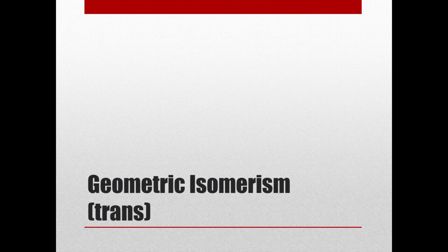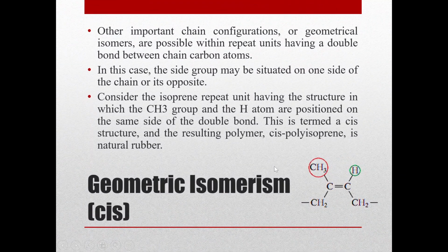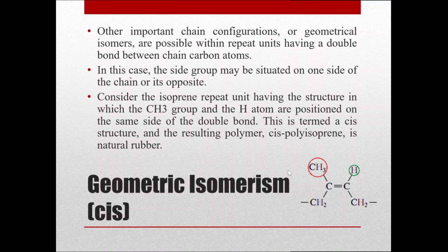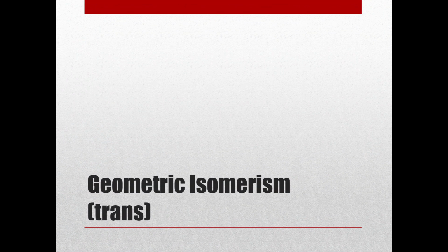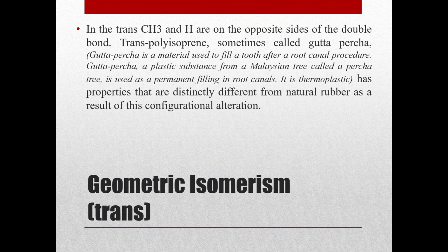So in this particular structure, the groups are positioned on the same side of the double bond. This is termed a cis structure, and the resulting polymer is cis polyisoprene, which is natural rubber. So we come to the next structure, that is the trans. In the trans structure, CH3 and H are on the opposite sides of the double bond. If you look at the structure now, the CH3 and H are on the opposite sides of this double bond, as one can see.